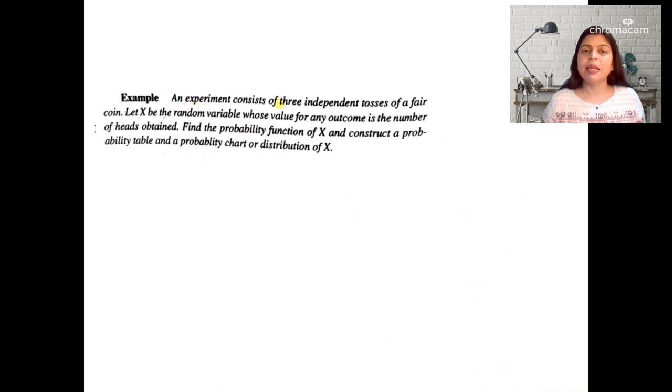An experiment consists of 3 independent tosses of a fair coin. Let x be the random variable whose value for any outcome is the number of heads obtained. Find the probability function of x, and construct a probability table, the probability chart, and the distribution of x, everything. So again, you need to do the same thing.